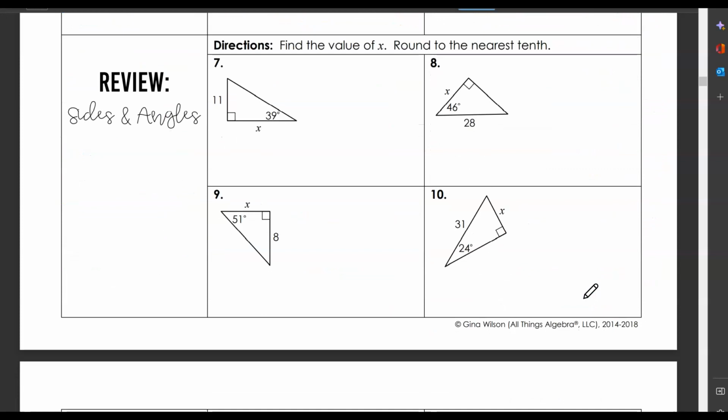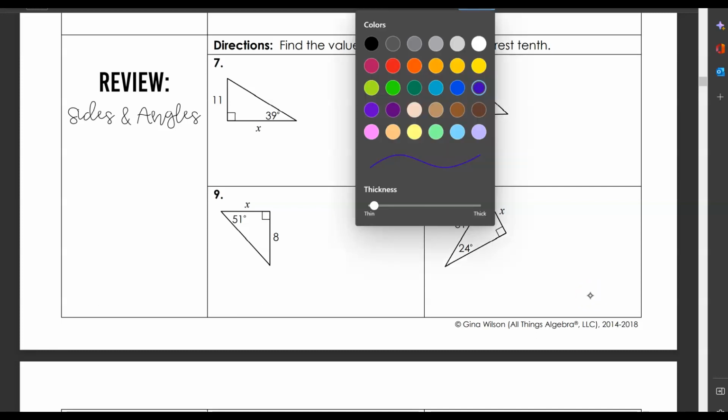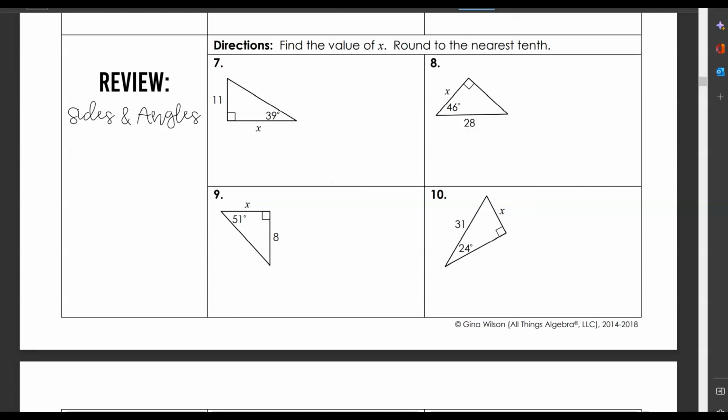Let's look at some review here. Find the value of x and round to the nearest tenth, right? And so again, this is review from one of our last videos. Here, because I have this side that I'm looking for, I have this degree, and I know that I have the opposite and the adjacent side. This tells me that the best ratio is going to be tangent. So tangent of 39 degrees is going to be equivalent to 11 over x.